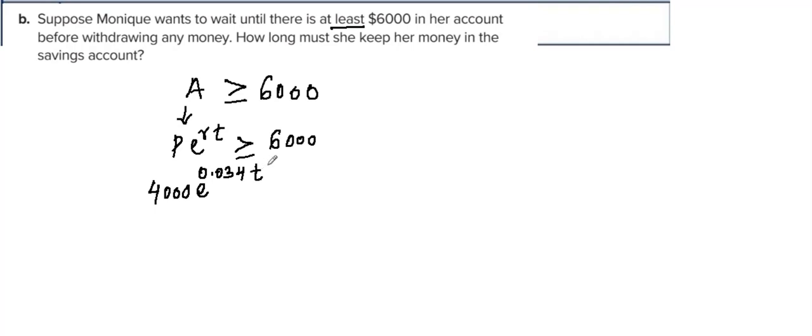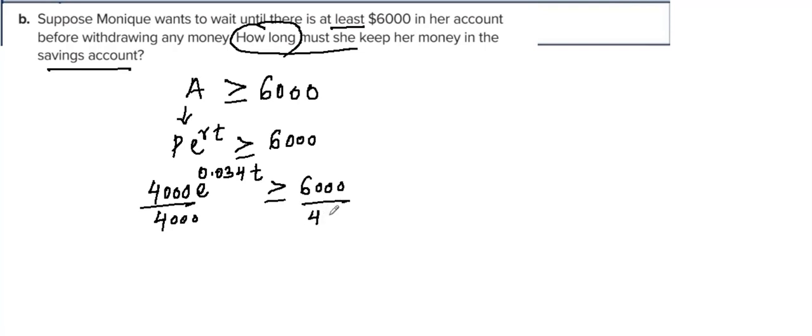And time will remain t, because they're asking how long must she keep her money in the savings account. So we need to find the time. Greater than or equal to 6,000. Divide by 4,000 on both sides. So 4,000 cancels out, and 6 over 4 is left, which is 1.5. We are left with e^(0.034t) greater than or equal to 1.5.